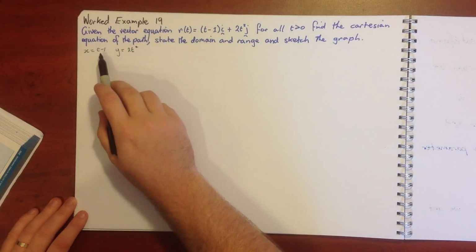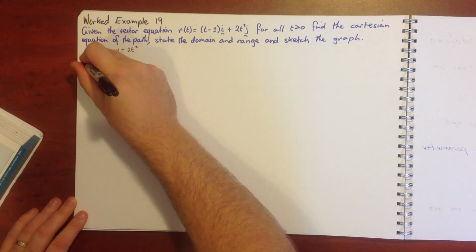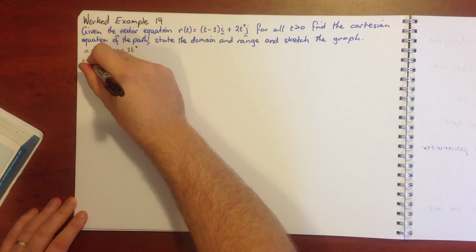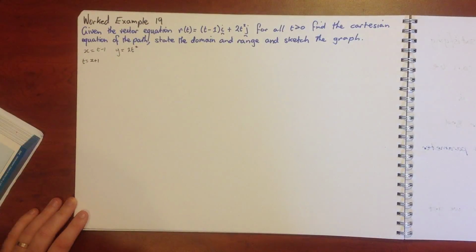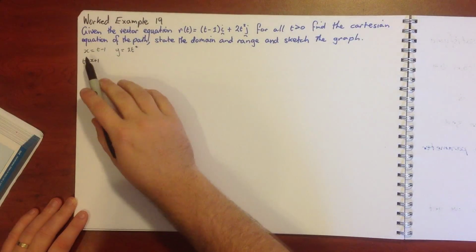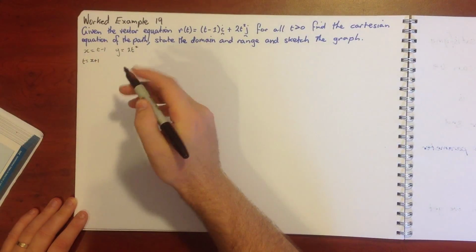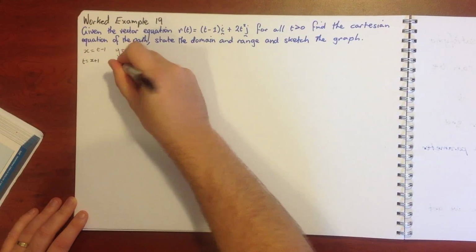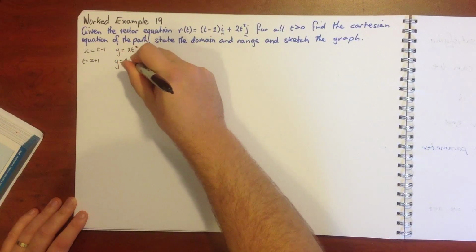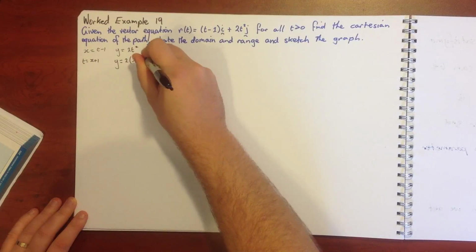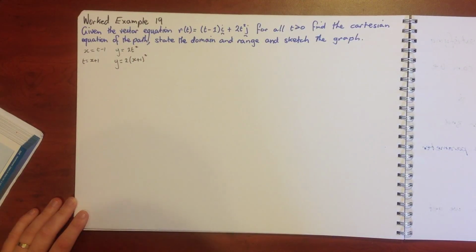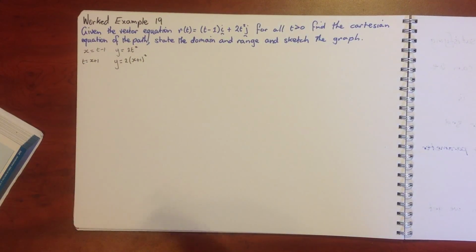So what we do is we rearrange this equation and say t is equal to x plus 1. Now we can put that t value into the y equation, so y becomes 2 times x plus 1 squared. Now we need to do a little bit of thinking here.